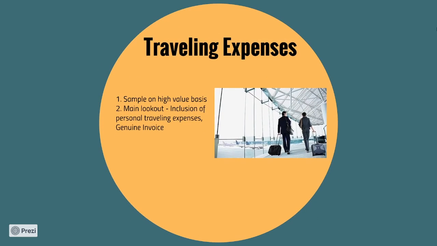So the next part is traveling expenses. Again, we can sample on high value basis here. The main lookout here would be inclusion of personal traveling expenses. People usually include their personal expense trips into this business expenses. So that is what the auditor has to look out for.